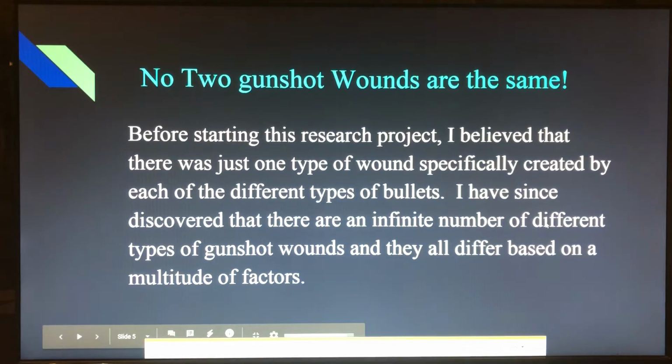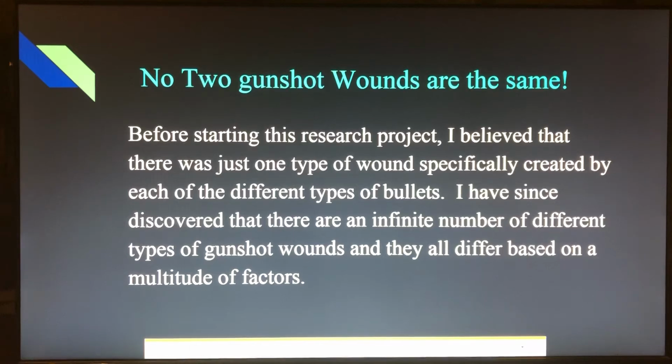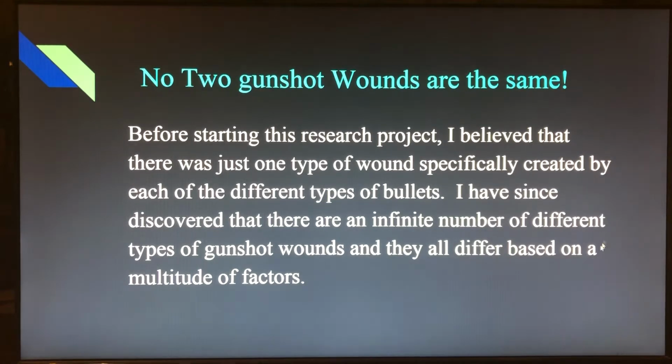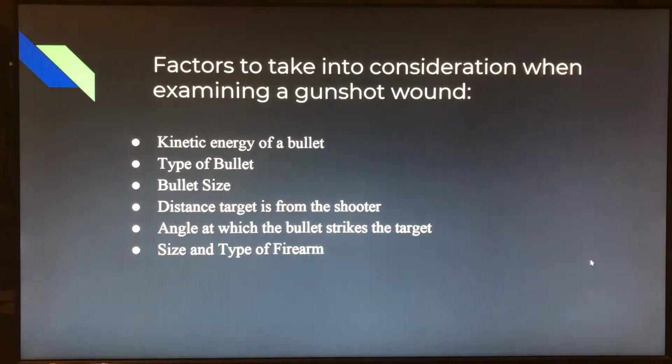Before starting this research project, I believed that there was just one type of wound specifically created by each of the different types of bullets. I have since discovered that there are an infinite number of different types of gunshot wounds, and they all differ based on a multitude of factors. Some of the factors that I looked into were kinetic energy of the bullet, the type of bullet, the bullet size, the distance the target is from the shooter, the angle at which the bullet strikes the target, and the size and type of firearm.